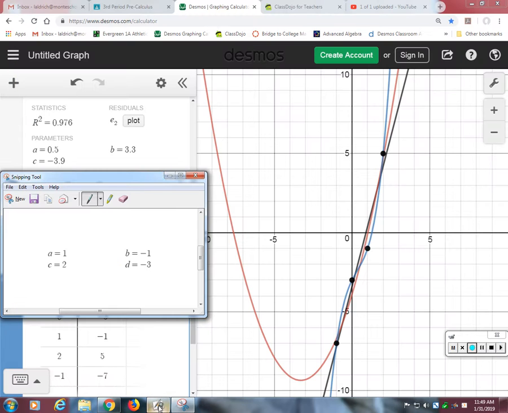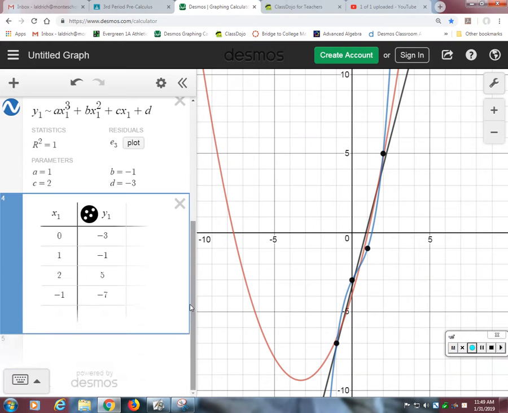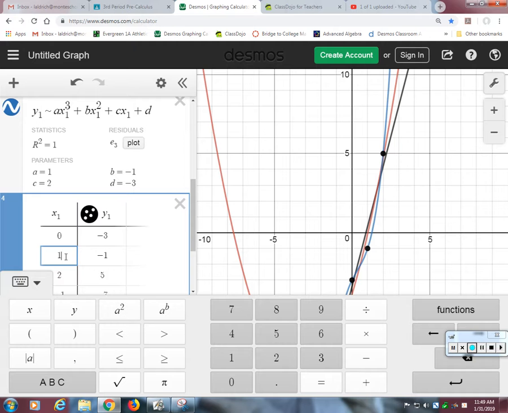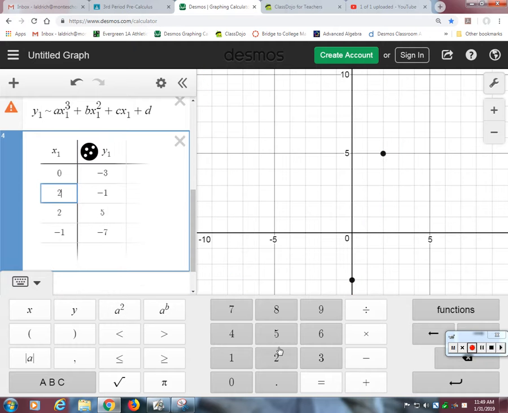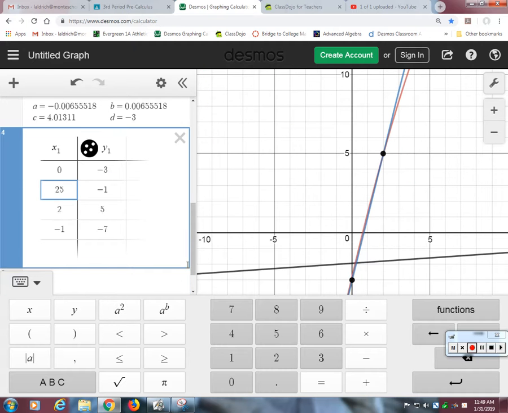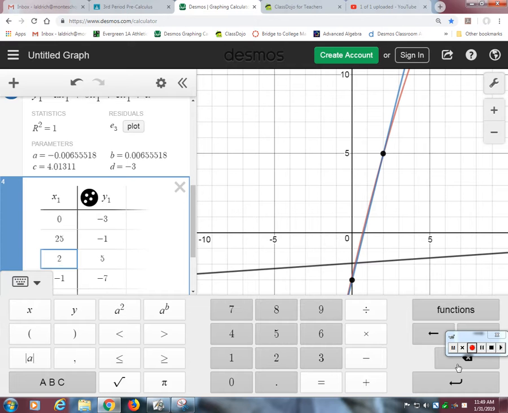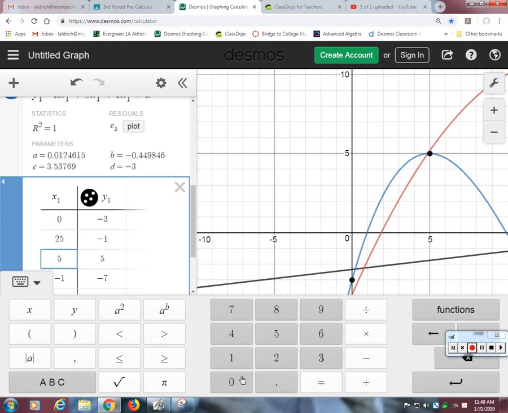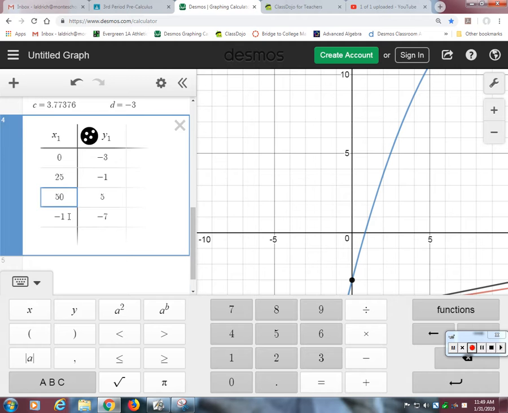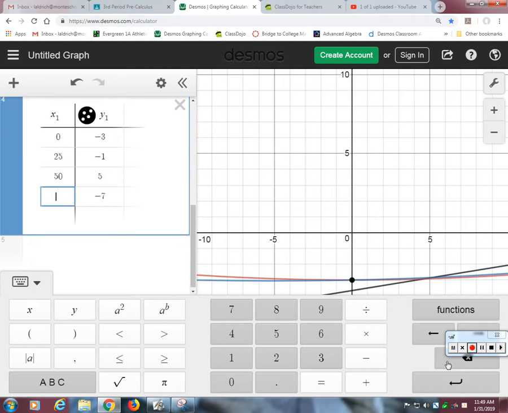So now I'm going to go back to the table. I'm going to leave the 0 as 0. I'm going to change the 1 to 25. I'm going to change the 2 to 50. And then I'm going to delete the -1 altogether.